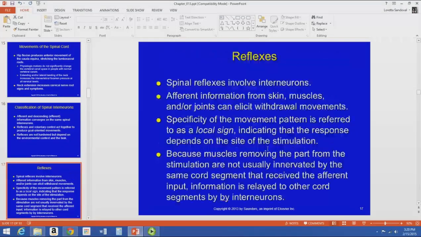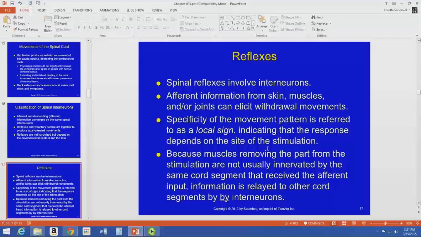So talking about reflexes, the spinal reflexes all involve those interneurons. They talk about afferent information from skin or muscles and joints eliciting withdrawal movements. So you get sensory information that your hand is in the fire, and you withdraw your hand from the fire. A lot of that happens in the spinal interneurons. But you're consciously aware of it too, so there's some voluntary control as well.